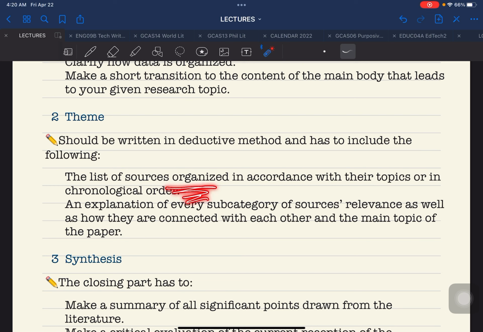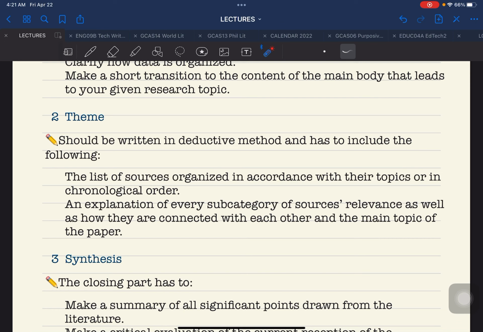You organize the idea on how you're going to present your argument for your study, that there is in fact a problem, an issue that needs to be investigated, and this will transition towards the objective, the goal of your research, which is part of the specific discussion in the inverted pyramid that I showed you earlier. So the list of sources organized in accordance with their topics or in chronological order, the order that I presented, which is general to specific.